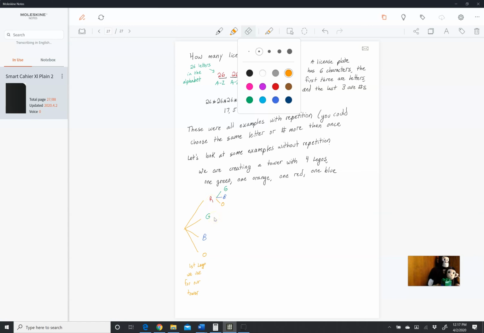Now, we can do the same thing for each of these. The difference is that if we use the green, we can't reuse the green. So we can use the red here. We could use the red if we do the blue first. And we could use the red if we do the orange first. For green, we can use the blue if we want to. We can't use the blue if we already used it. So we're not going to put blue as a possibility. But we can use the blue if we have the orange.